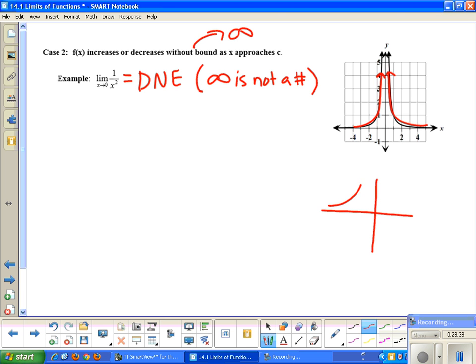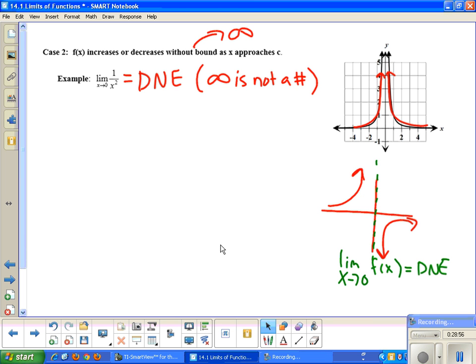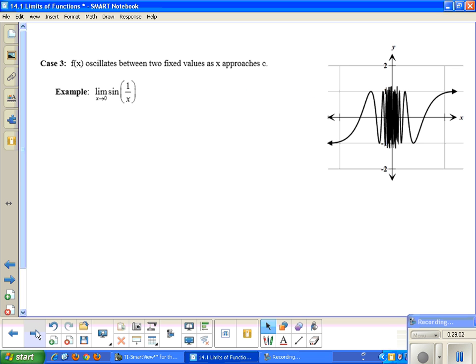Or even if I have a graph that went like this, where one side goes up and one side goes down, the limit as x approaches 0 for this function would also not exist. And even if I had both arrows going downwards towards negative infinity, it would also not exist. The last one is when f of x oscillates between two fixed values as x approaches c. The limit as x approaches 0 for the sine of 1 over x is a graph that looks like this. Because these values are going back and forth between 1 and -1, the limit does not exist.